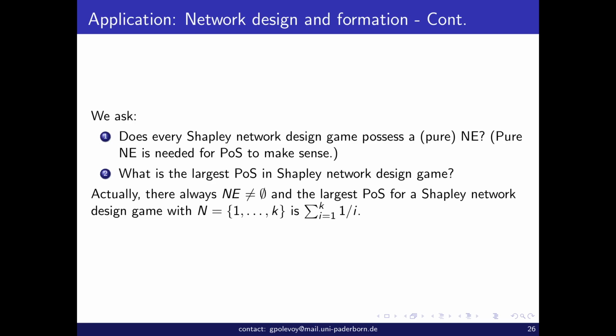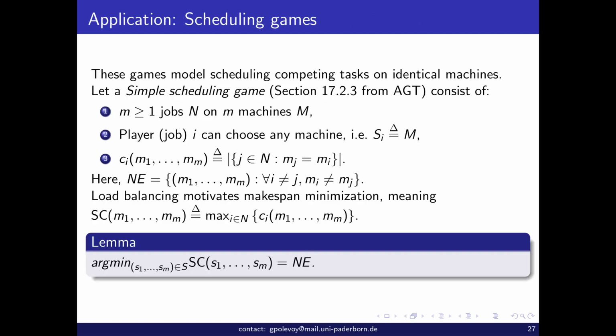And the answers, which we don't prove now, but we will, are that first of all, the set of Nash equilibria is always non-empty here. Second, the largest price of stability, so the worst case in this sense, for a network design game with k players, is actually attained in the example we've just seen. That's the sum of 1 over i, with i going from 1 to k. That's the harmonic number. And that's something we still need to prove.